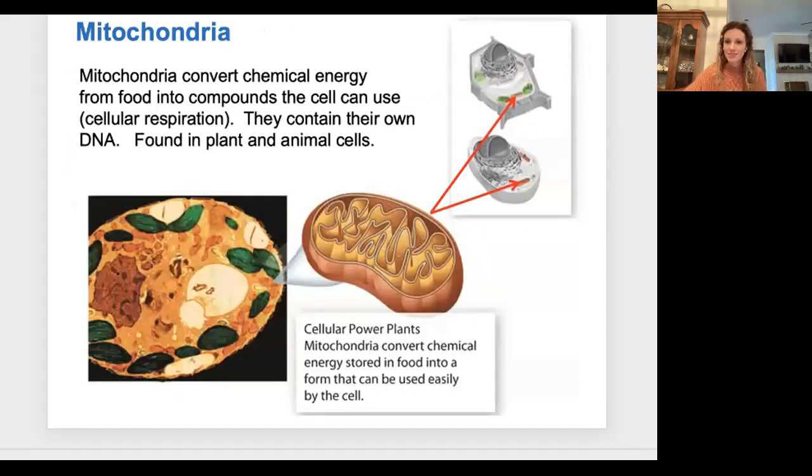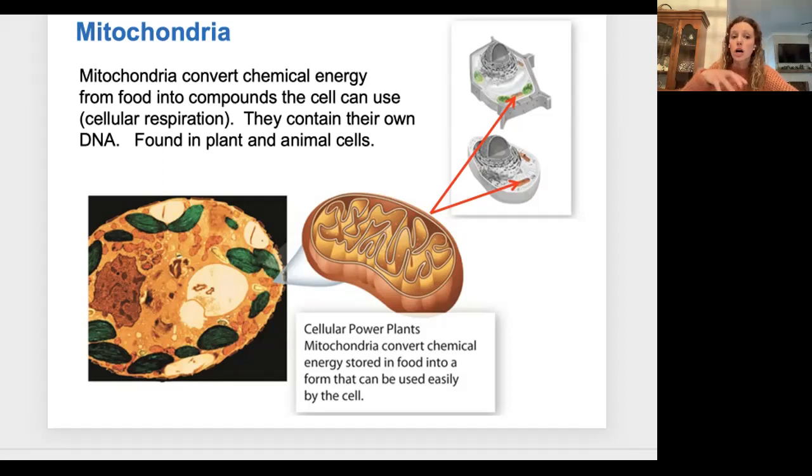Okay, last slide of notes. So the mitochondria. Everybody's always heard of mitochondria, powerhouse of the cell, but what does that even mean? The mitochondria converts chemical energy from food into compounds that the cell can actually use.